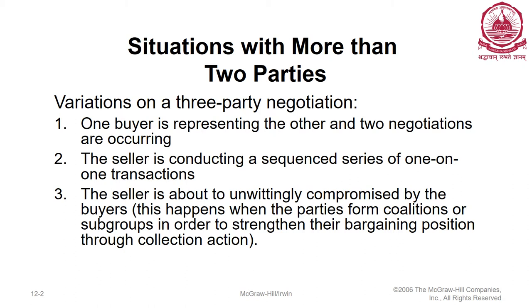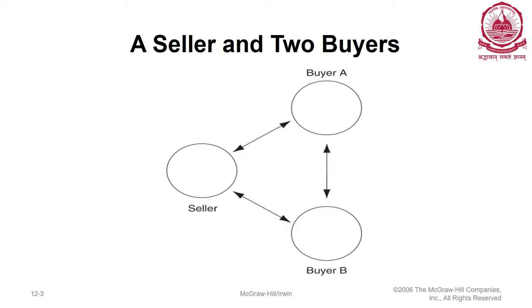So, situations with more than two parties, variations on a three-party negotiation, for example, the seller is selling multiple transactions, or one seller is trying to sell something and more than two people are potentially looking to buy it. All these are examples. This is the example that we said: a seller is selling something and two buyers are trying to negotiate, try to buy.